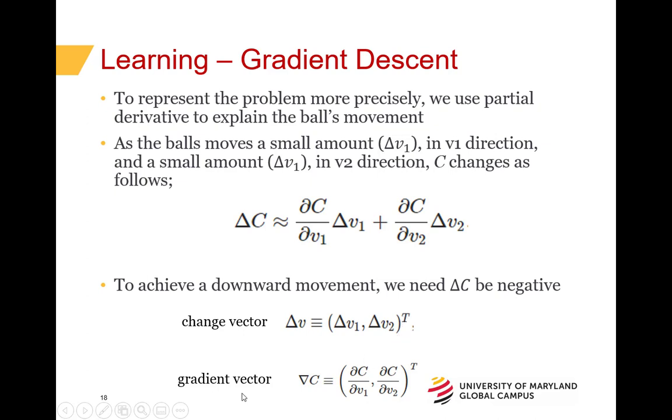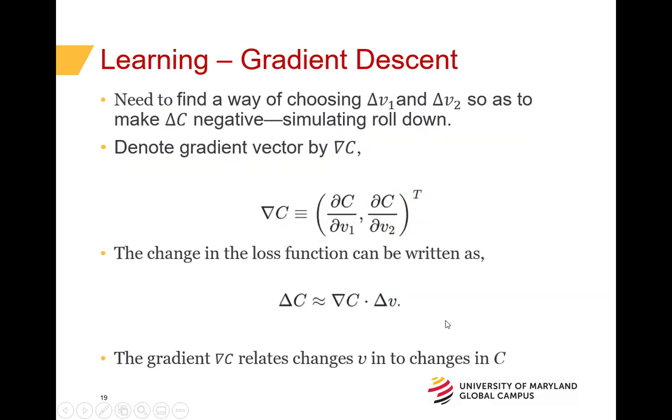And this is a gradient. So the gradient is a partial derivative. The partial derivative with respect to v1 and the partial derivative with respect to v2, again, this is a column vector. That's why you see the transpose here. Okay, those are the terms that are important to determine the movement of the ball towards the lowest point.